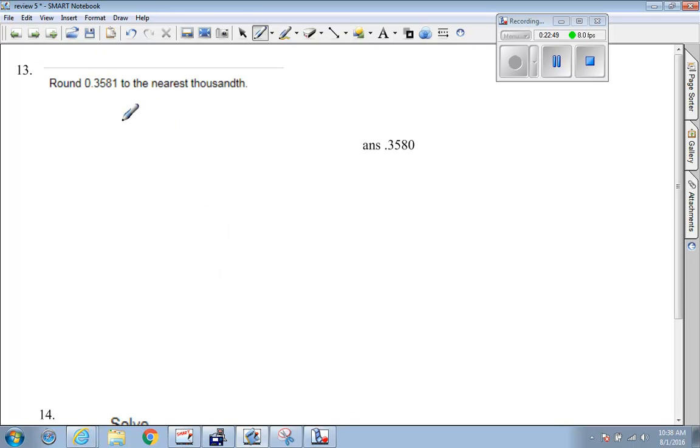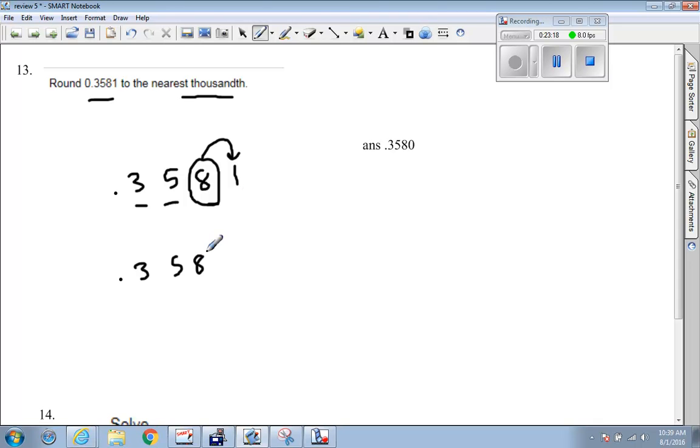Let's try the next one. This is just rounding. Remember, we only have 17 problems, so we're almost there, guys. To the nearest thousandth. So I'm just going to rewrite it and talk place value. Tenths, hundredths, thousandths. So I go to the thousandth spot, look next to it. Since that number is lower than 5, this stays at an 8. So 0.358, and he fills in with a 0, which is what we have.